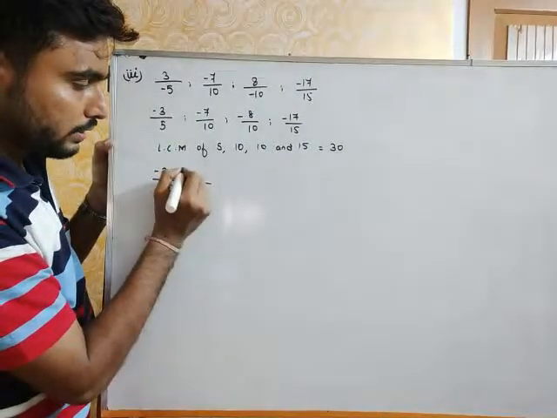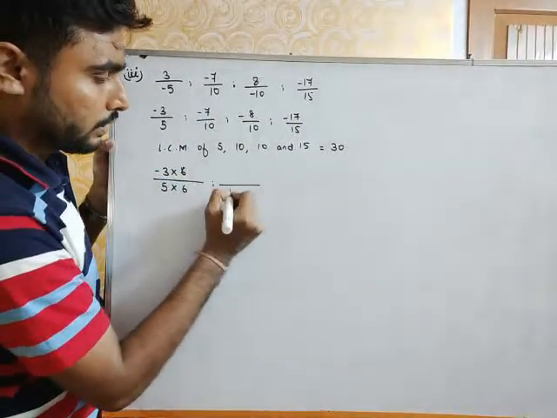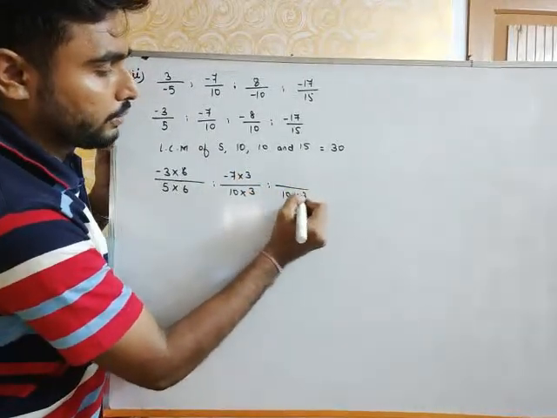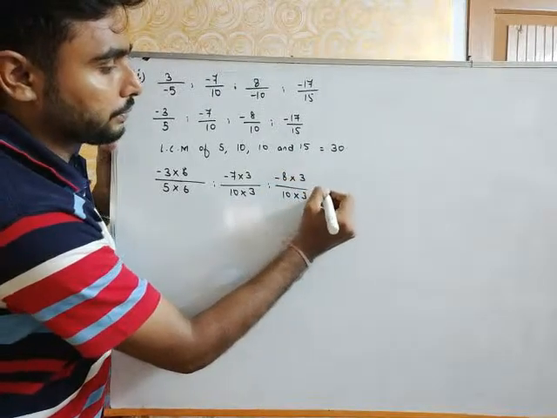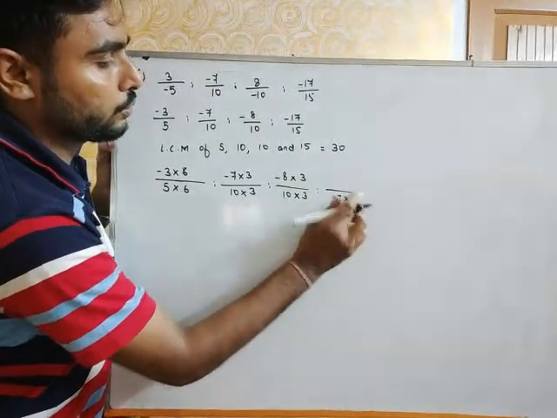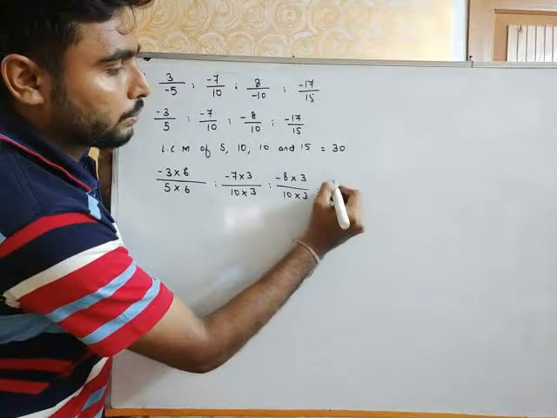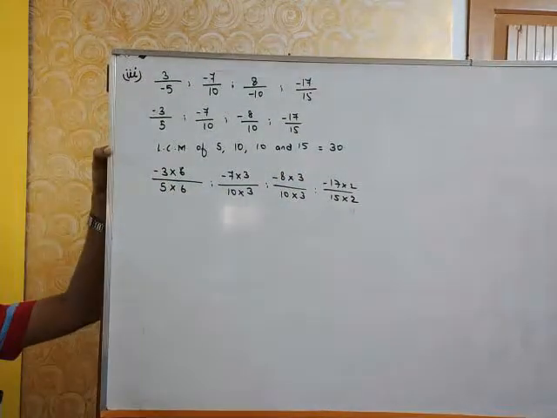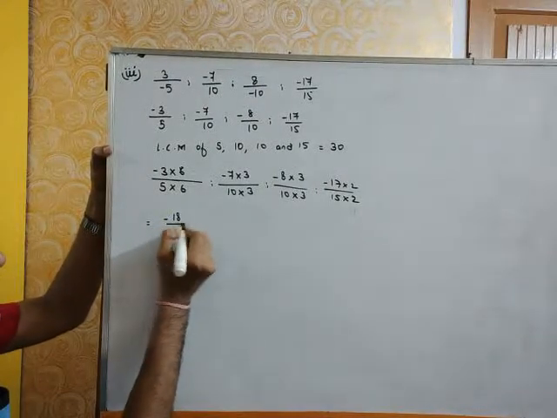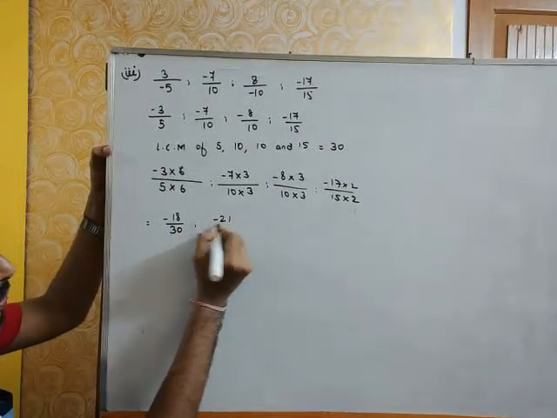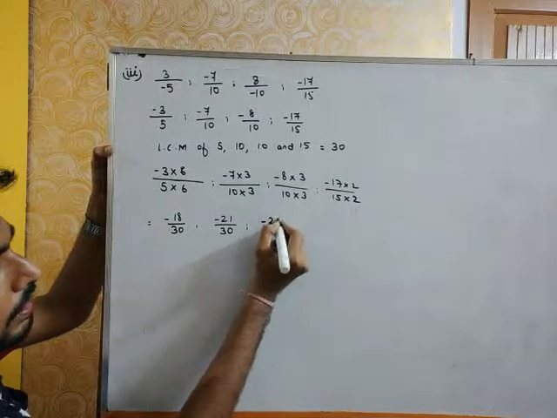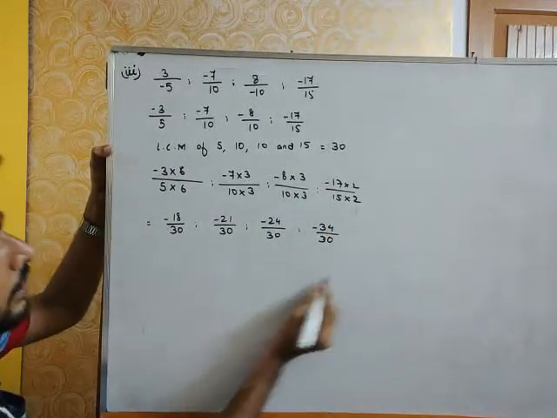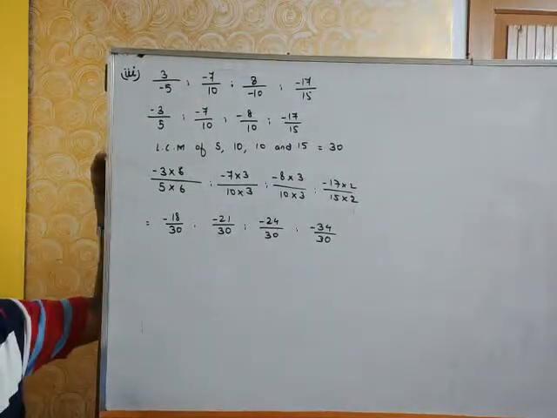So 5 into 6, minus 3 into 6. 10 into 3, minus 7 into 3. 10 into 3, minus 8 into 3. 15 into 2, so minus 17 into 2. Got it? So it will be equal to minus 18 by 30, minus 21 by 30, minus 24 by 30, minus 34 by 30. Now the arrangement will be done.